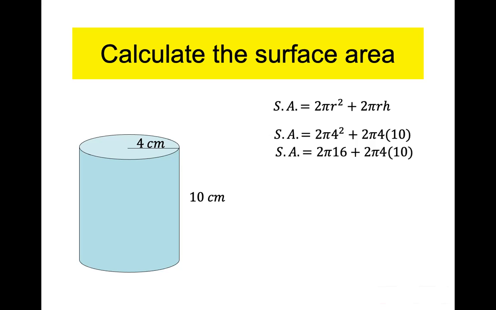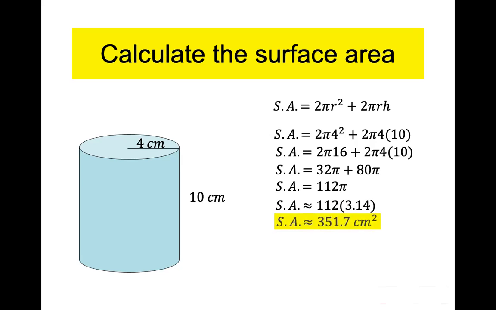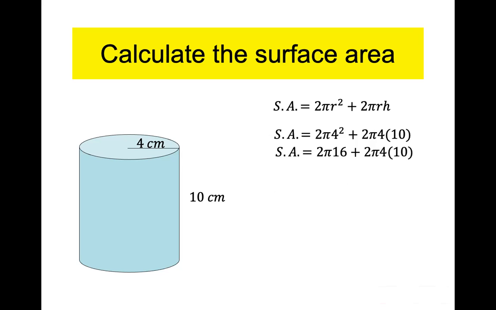By PEMDAS, we don't do addition next. We do all the multiplication left to right. 2 times 16, 32. That's 32 pi. 2 times 4, times 10, 80 pi. See what I did? 32 and 80 is a number. Then you multiply 112 times pi. You get your answer. Okay, grab your calculators. Let's do this.